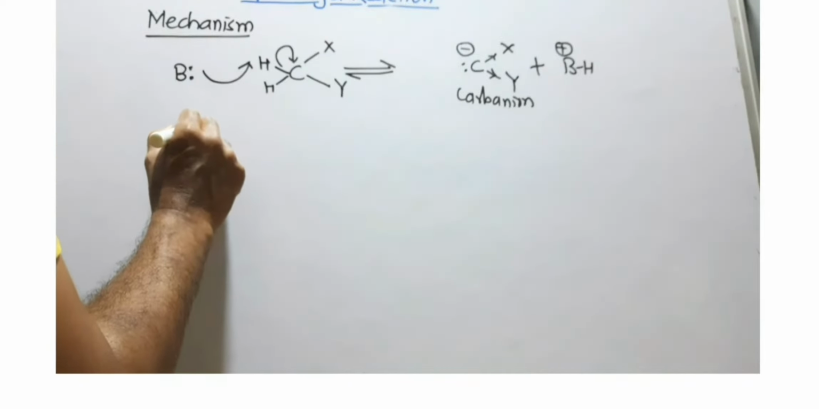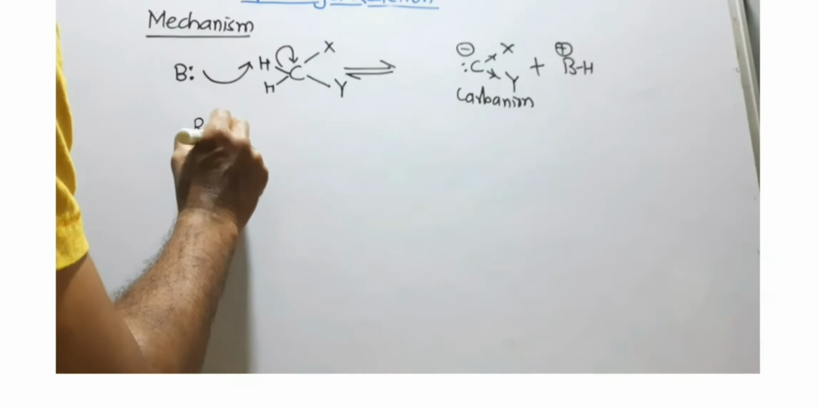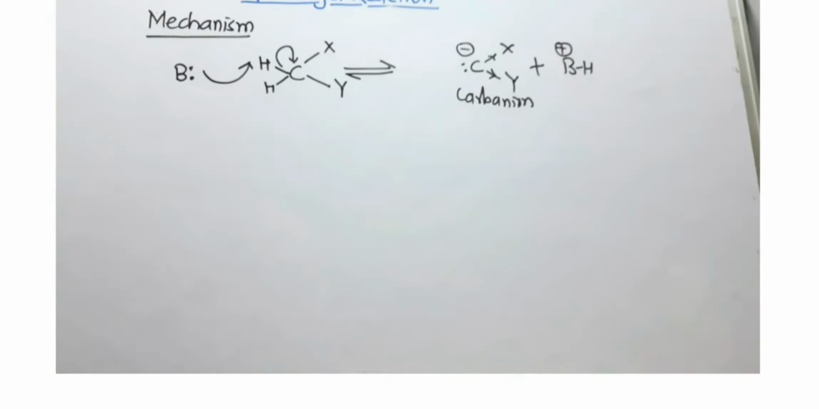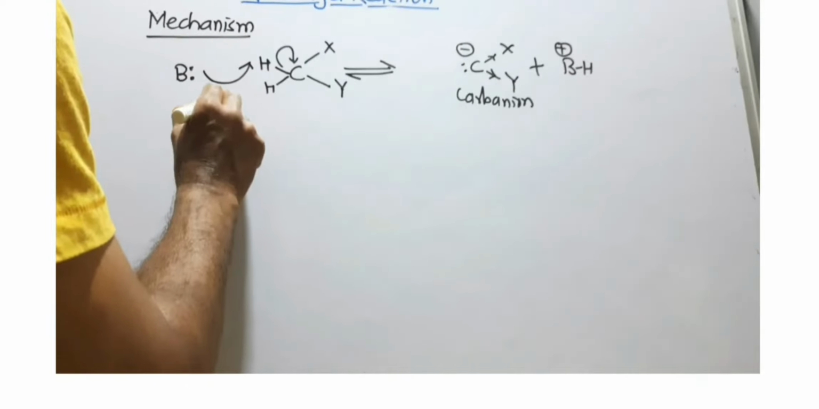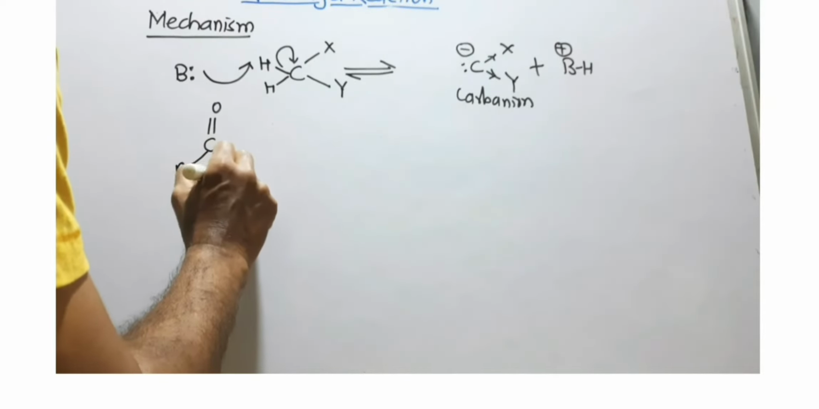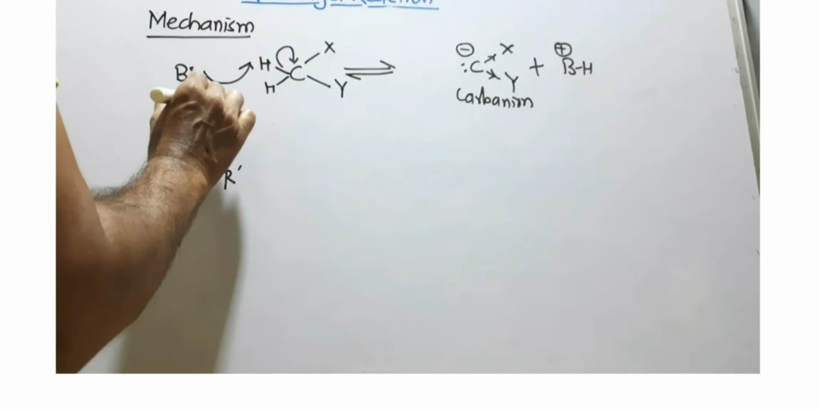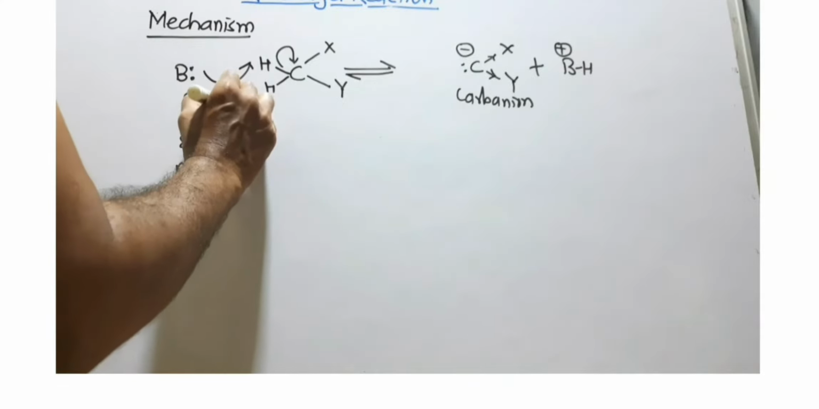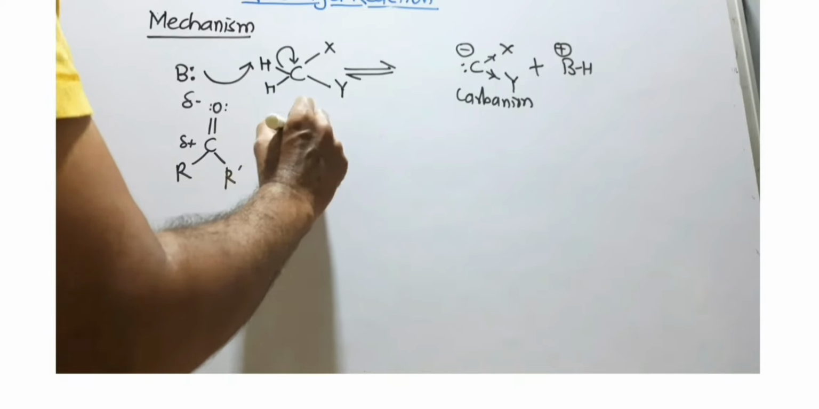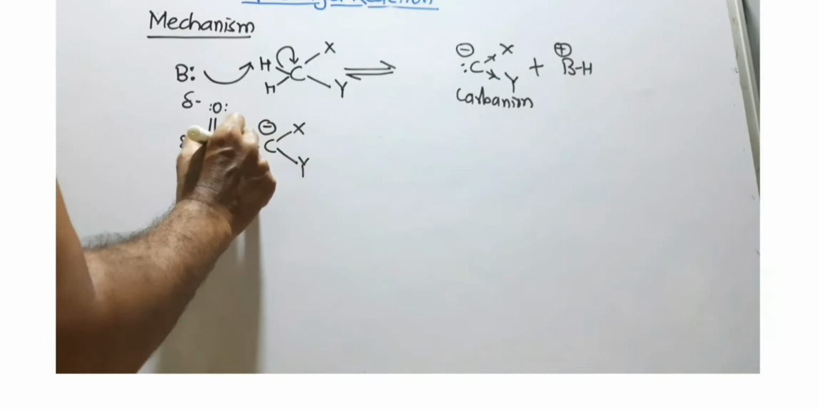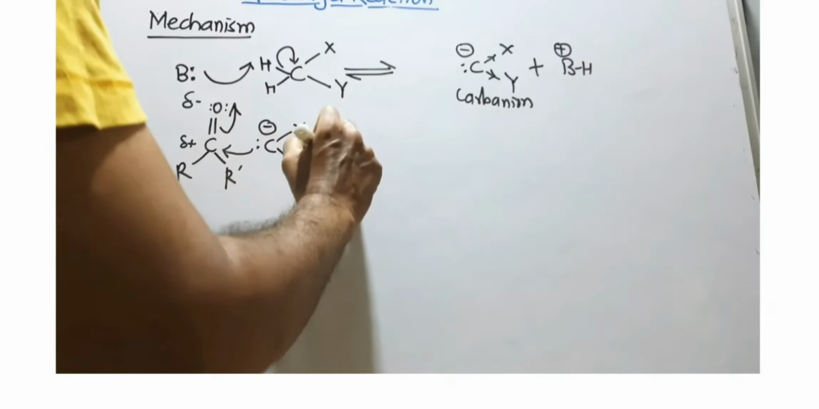So in the next step, I am taking the carbonyl compound, or I can write that carbonyl compound like this so you can understand properly. This is the carbonyl compound without alpha hydrogen. There is a partial negative charge here, and a partial positive charge here, two lone pairs. This nucleophile is coming to attack this carbonyl carbon. This is nucleophilic addition actually, the first step.